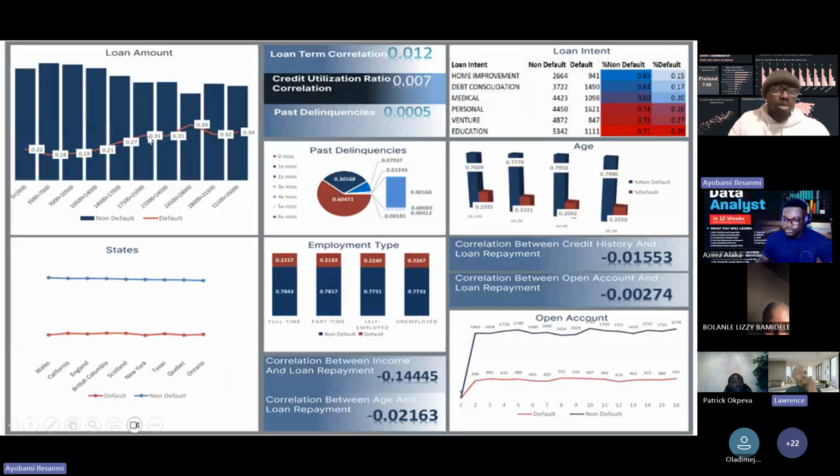Now, this is loan amount, and this red line represents default rates. So we have 0.39 for loan amounts between 24,500 and 28,000. Between 24,500 and 28,000, we can see that this is where we have the highest default rate, at 0.39.